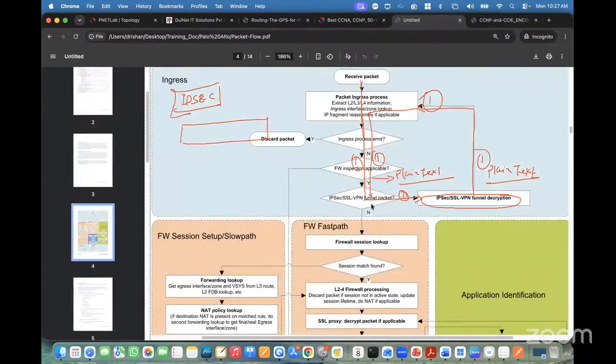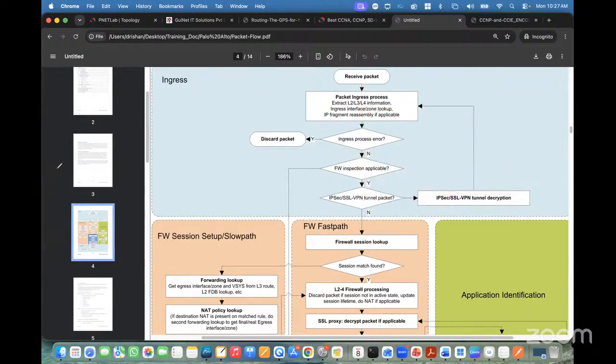Once I explain, the packet is going to be in your IPsec tunnel interface again. This means it is going to be plain text again, and after that your packet is going to land in the fast path. The packet is going to come from here and land in the fast path, and when it lands in the fast path, this is going to check.